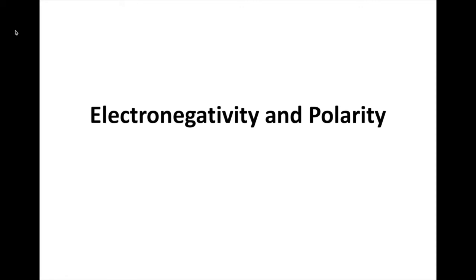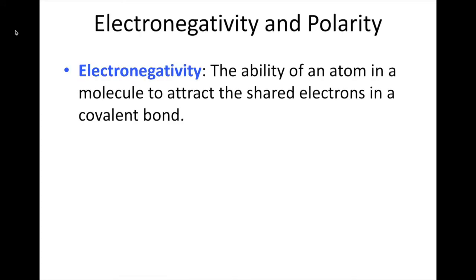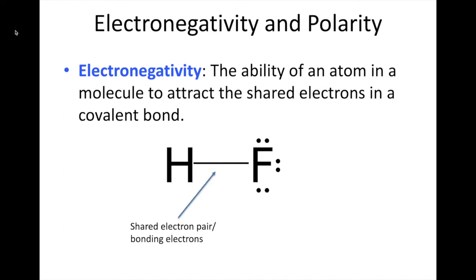In this video, we're going to discuss electronegativity and polarity. Electronegativity is defined as the ability of an atom in a molecule to attract the shared electrons in a covalent bond. So if we have this simple molecule here, we're talking about the atom's ability to attract the shared pair of electrons that you can see here. We're not talking about lone pairs of electrons around one of our terminal atoms, just the bonding electrons between the two atoms that are directly bonded together.